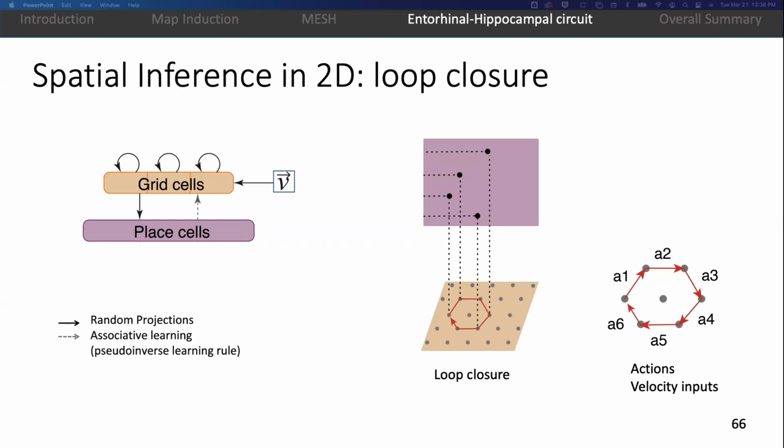So using this model, we can also do spatial inference in 2D. If you just look at the first 2 layers, which we had talked about, it does implement an underlying memory scaffold.